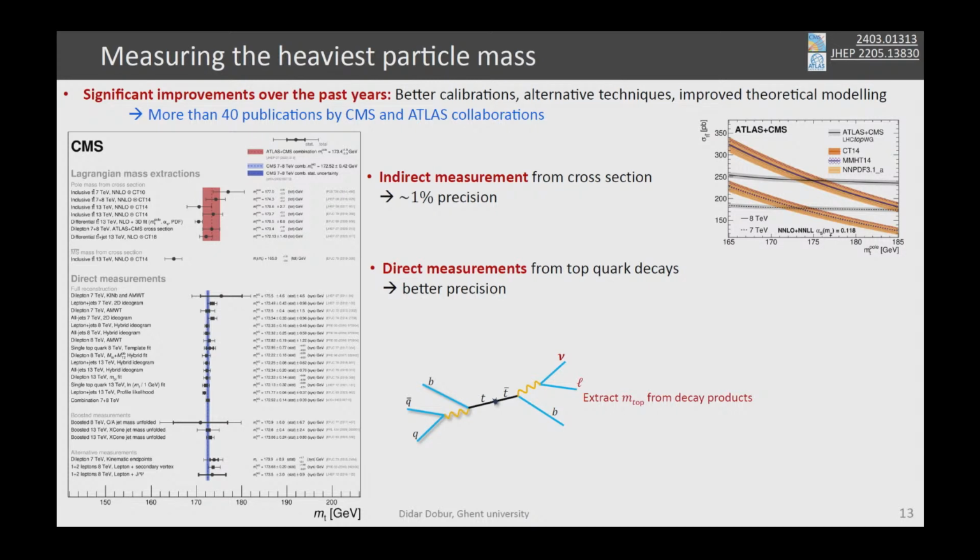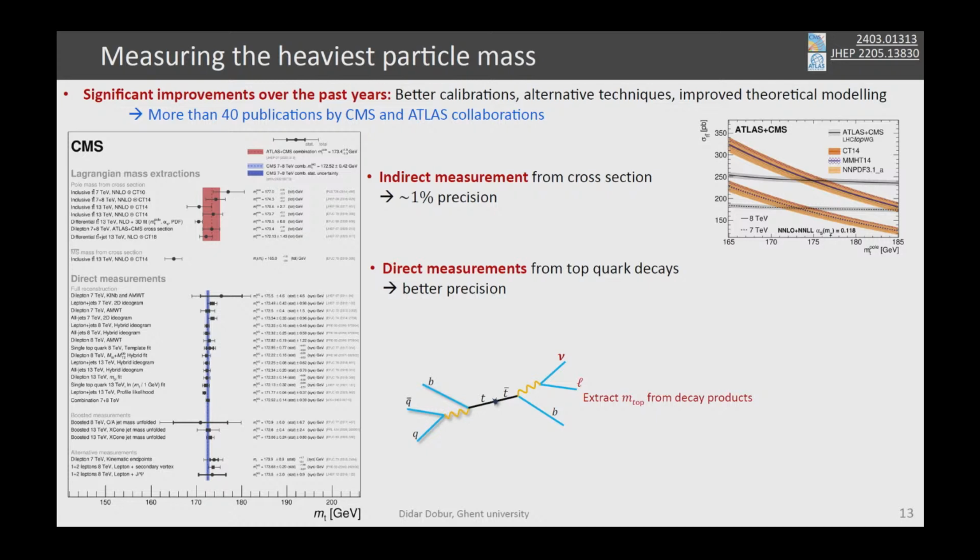At the top you see those measurements which are called indirect measurements, where we use the cross-section dependence on the pole mass, and we extract the pole mass directly from these cross-sections, either inclusive or differential. The sensitivity we have here is slightly less. We reach a precision of about 1%.